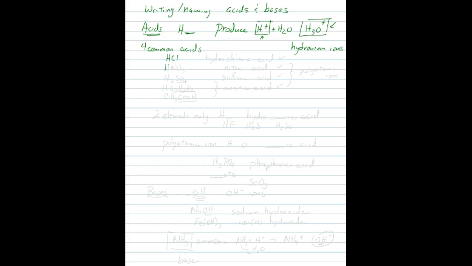HCl, HNO3, H2SO4, HC2H3O2, or as the book likes to show it, CH3COOH. COOH is an ending that you see for organic acids.